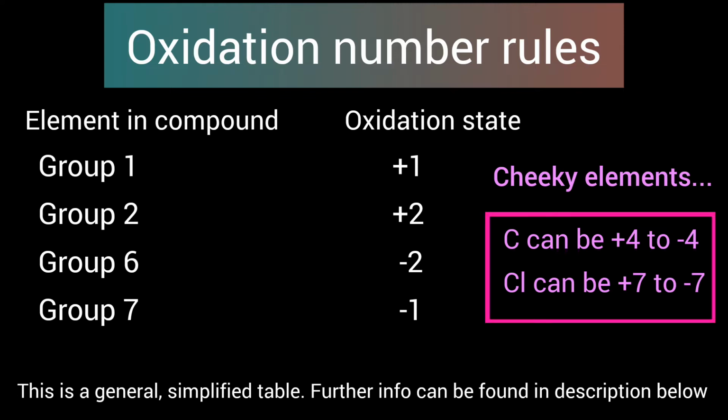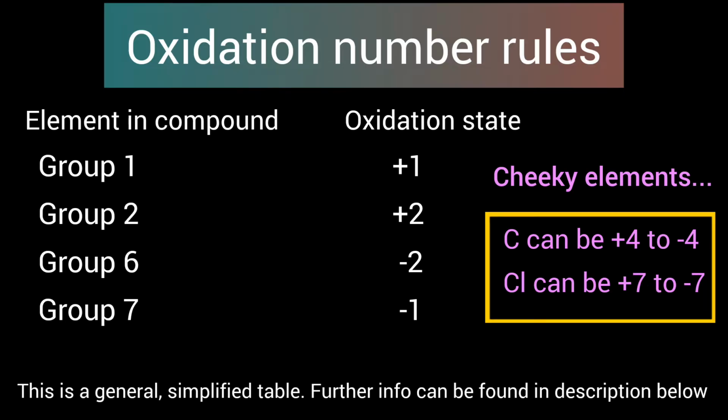on redox reactions. I've included a general simplified table here, with more detail in the description down below, including more information about exceptions. But generally speaking, the oxidation number of an element in a compound is often the same as the charge on the ion. Bear in mind there are some cheeky elements. Carbon and chlorine are ones in particular to watch out for, and they can have a range of oxidation numbers.